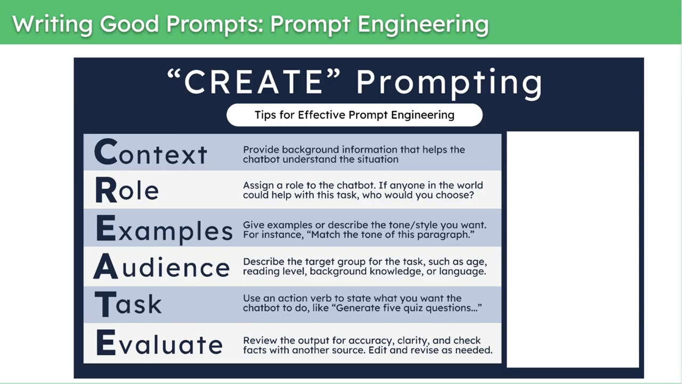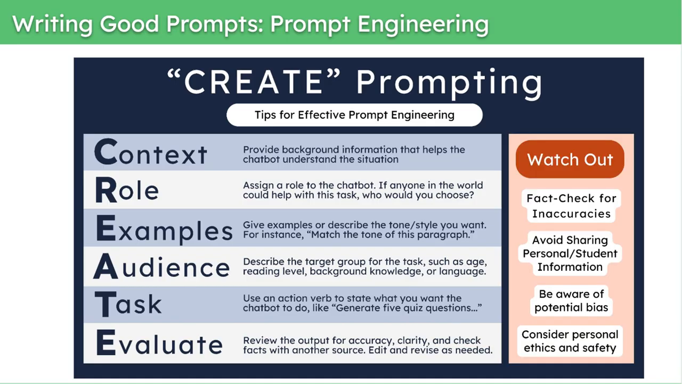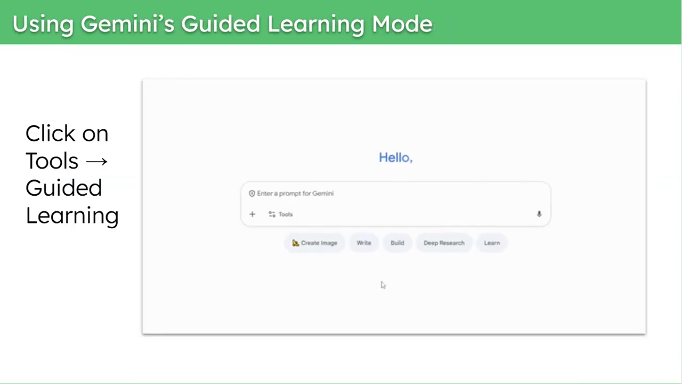Always check the output for accuracy. Remember, AI can make lots of mistakes, so you want to watch out for inaccuracies, avoid sharing too much personal information, make sure that you're checking for bias, and consider personal safety and ethics. And again, always check with your teacher.